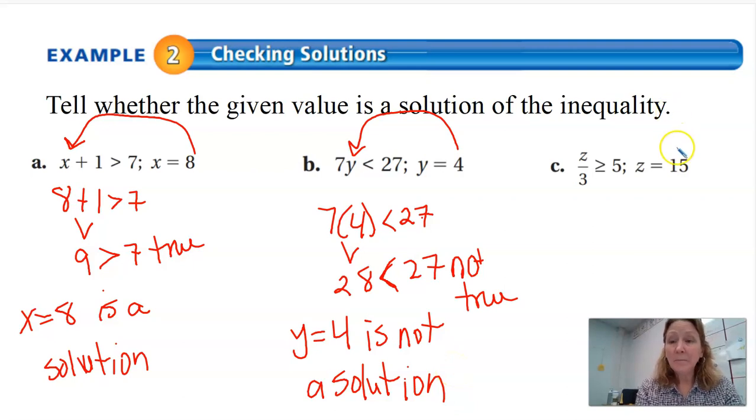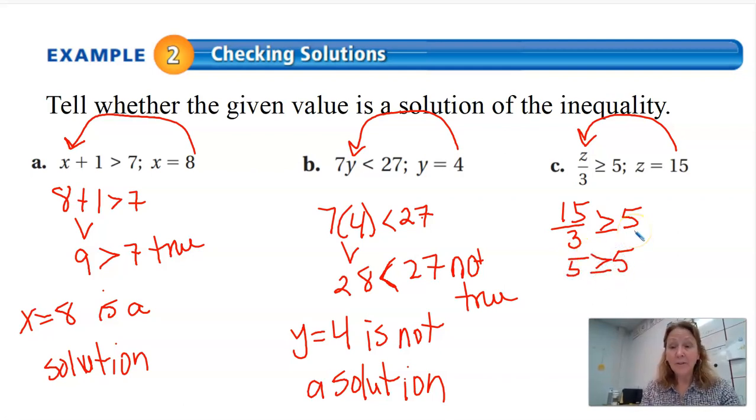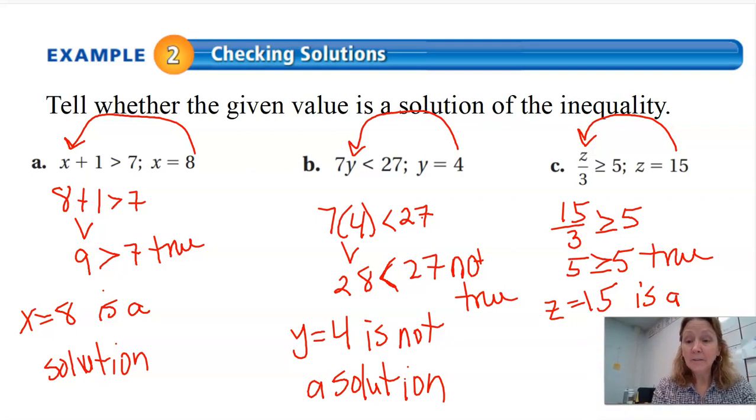Okay, the last one, I'm plugging in 15. Remember, a fraction bar means division. So it's 15 divided by 3 is greater than or equal to 5. 15 divided by 3 is 5. So you ask yourself, is 5 greater than or equal to 5? And there's an "or" in there, right? So it is equal to 5, so it is true. So then I know z equals 15 is a solution.